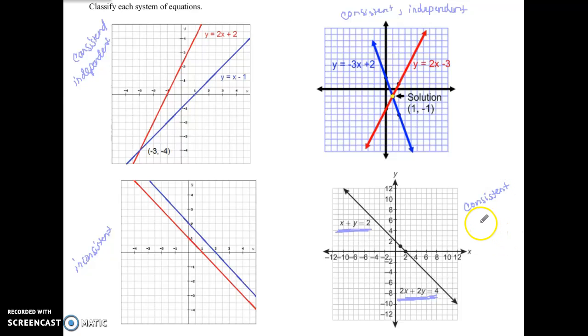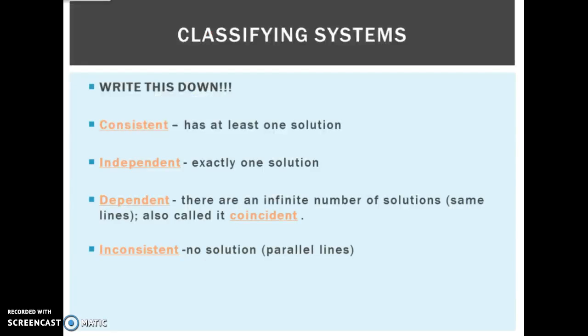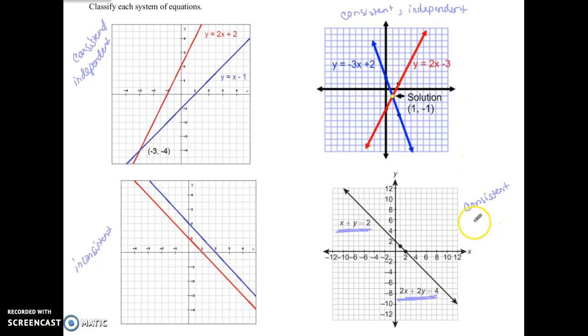Is there exactly one? No, because they're the exact same lines. There's infinite solutions on here. So the other one we want to use is dependent. So it's dependent, and they also call that coincident. So there's actually 3 words you can use with this. Dependent, because it's infinite solutions, and you'd also call it coincident because they're the exact same line.